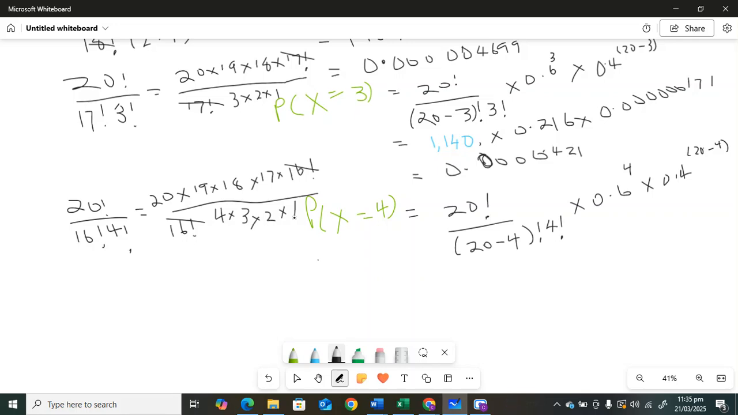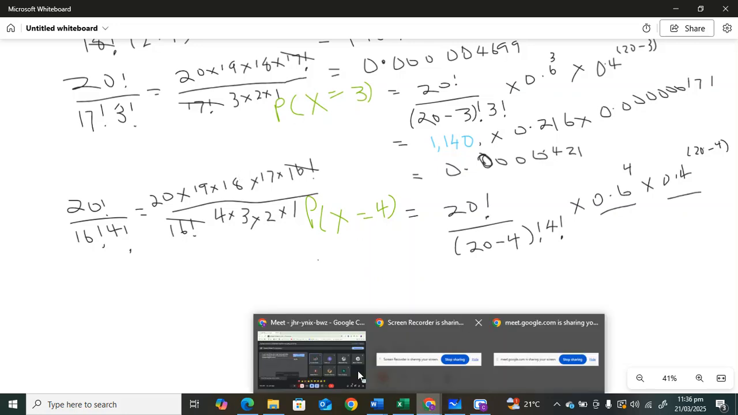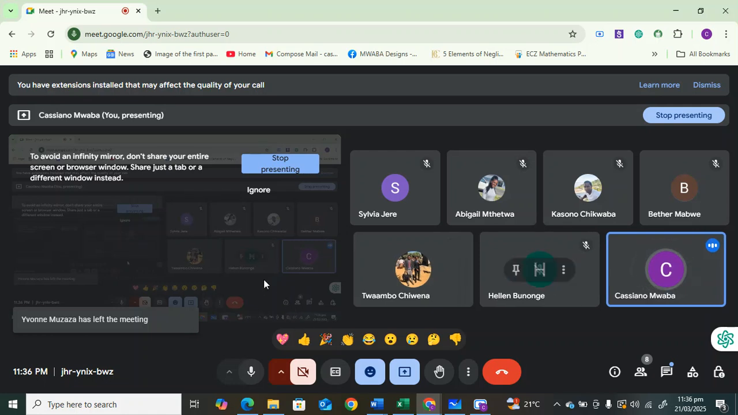Someone can calculate 0.6 to the power 4, someone else can calculate 0.4 to the power 16, and someone else can calculate this one here. Mr. Twambo, which one would you like to calculate? Madam Sylvia, and who else is here? You can find there are only 2 now remaining.